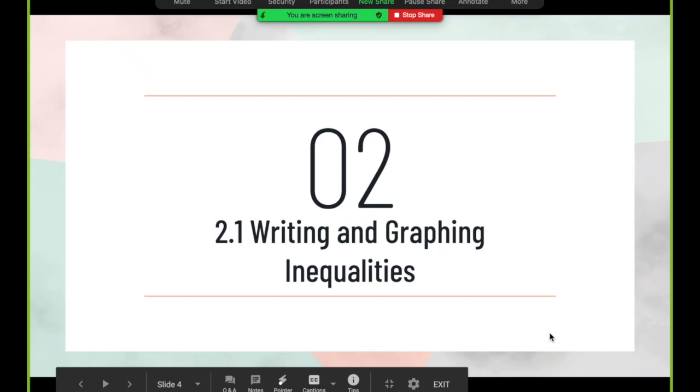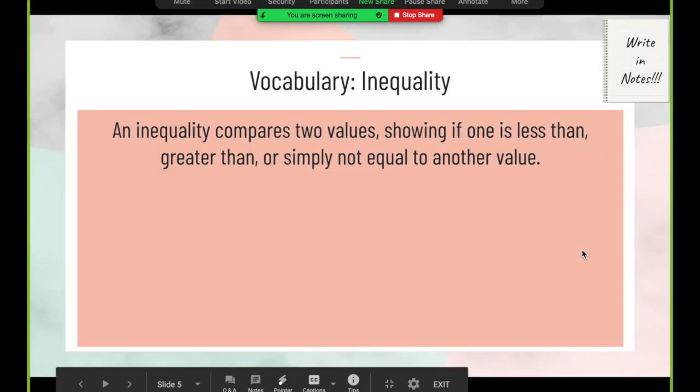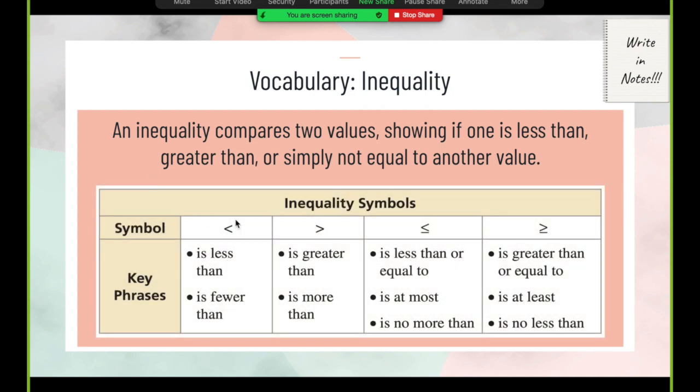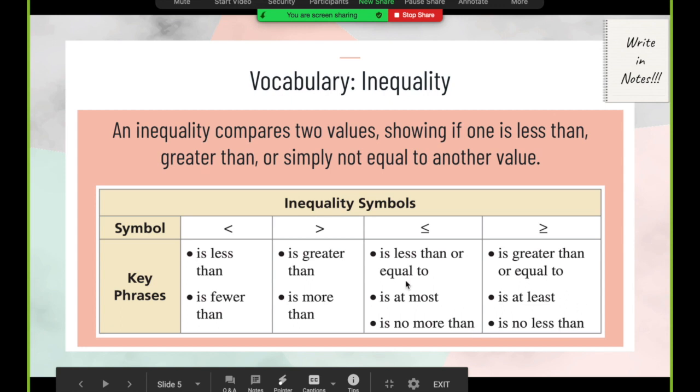So today we're going to talk about Chapter 2, Section 1, Writing and Graphing Inequalities. The vocabulary word that we're going to talk about is: what is an inequality? An inequality compares two values, showing if one is less than, greater than, or simply not equal to another value. For example, we can have the symbol less than, greater than, less than or equal to, or greater than or equal to. And then below over here are the other key phrases for each symbol.